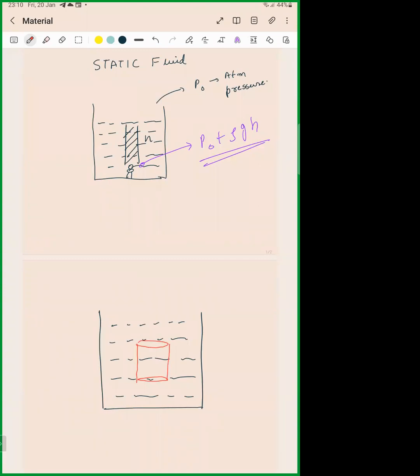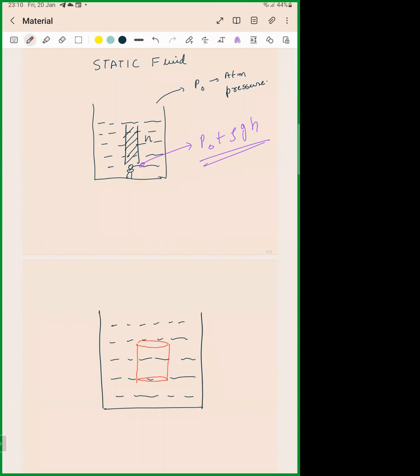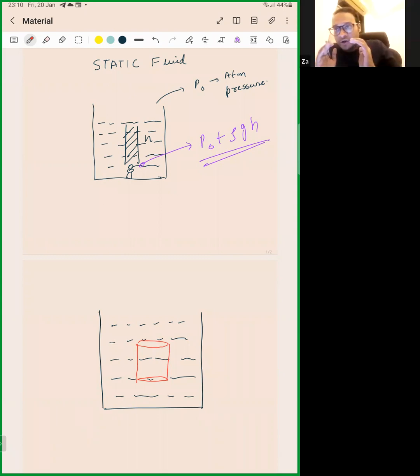So what I was trying to say is I am imagining an imaginary cylinder floating inside the liquid. This cylinder is also made up of liquid, but it is at rest. What does that mean? There is a weight of this cylinder acting, but it is hanging over there. That means the surrounding liquid is putting an upthrust force on the cylinder.